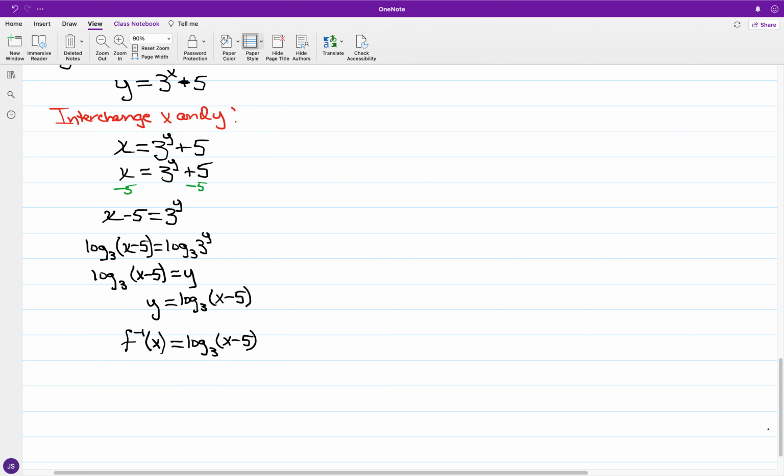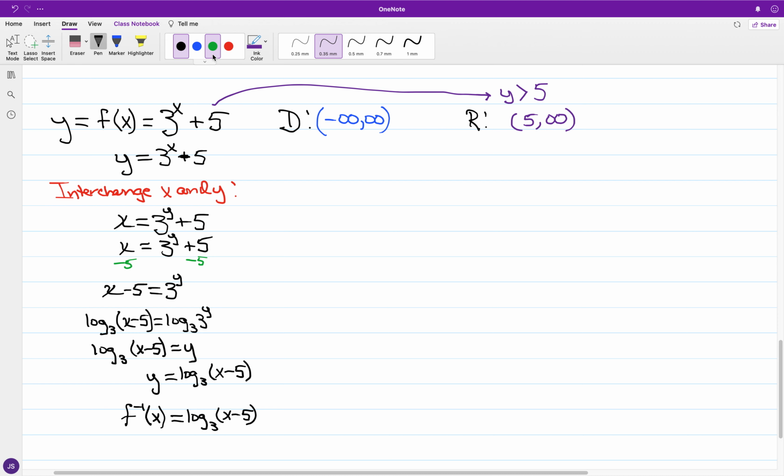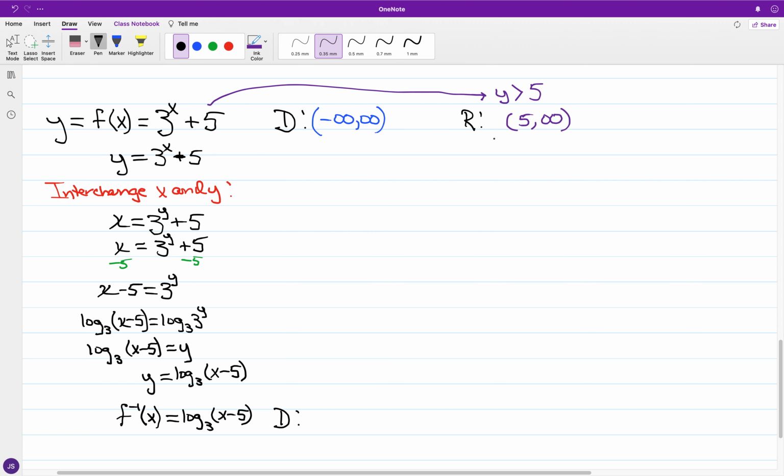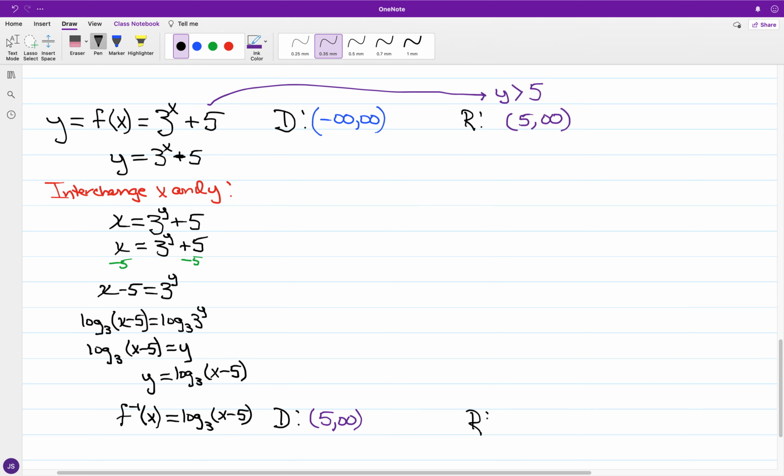And if you notice, with the domains and the ranges, with the exponential function, we had the domain to be the set of all real numbers, and the range we had the values of y greater than 5. Now for the inverse, the domain will be what the original function had in y. So the domain will be values of x greater than 5. And for the range, again, that's going to be the set of all real numbers.